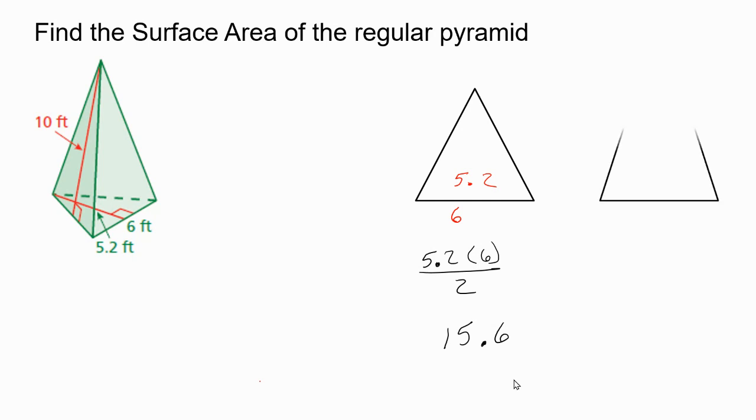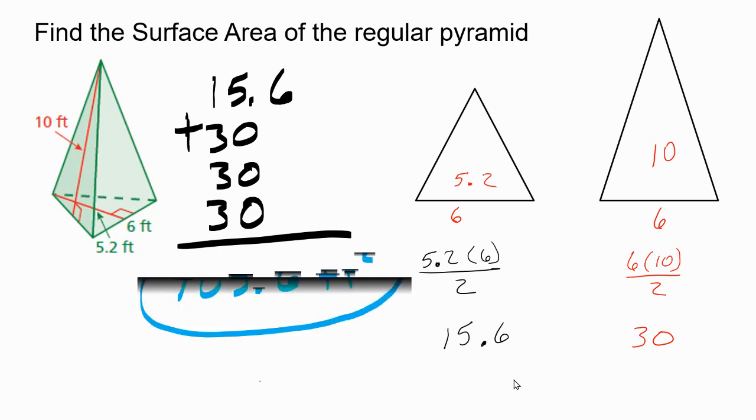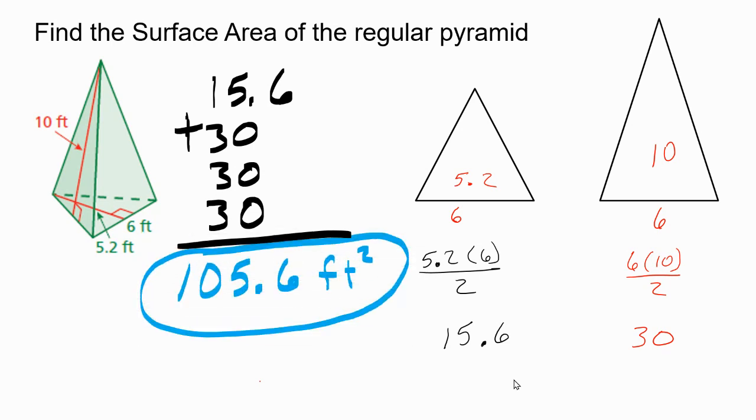Then if we do the lateral face, the base is still 6, but this time the height is 10. So that's 30. If you got 60, you forgot to divide by 2. Now, there end up being 3 of the 30s and 1 of the 15.6. So we end up with 105.6 feet squared.